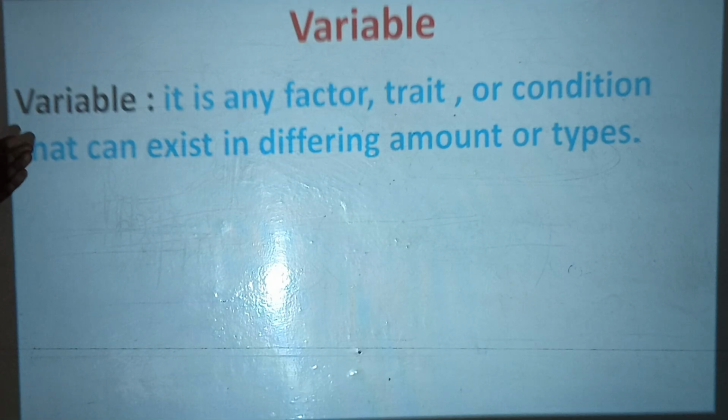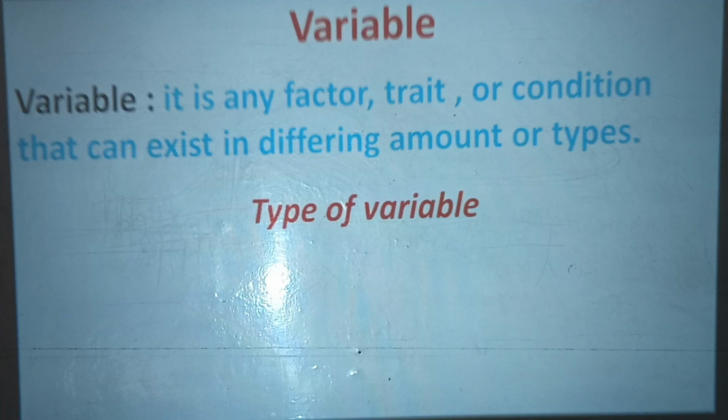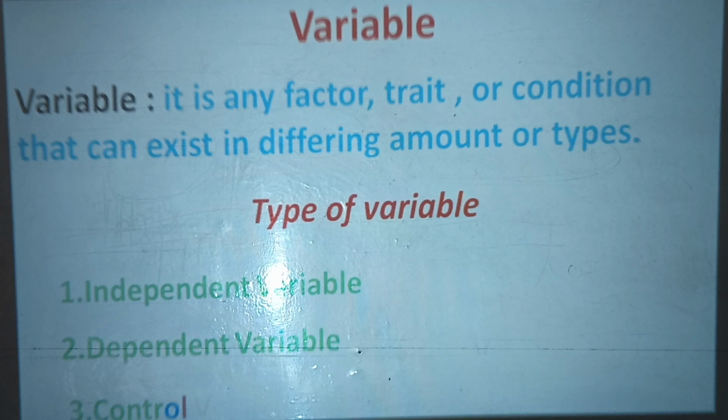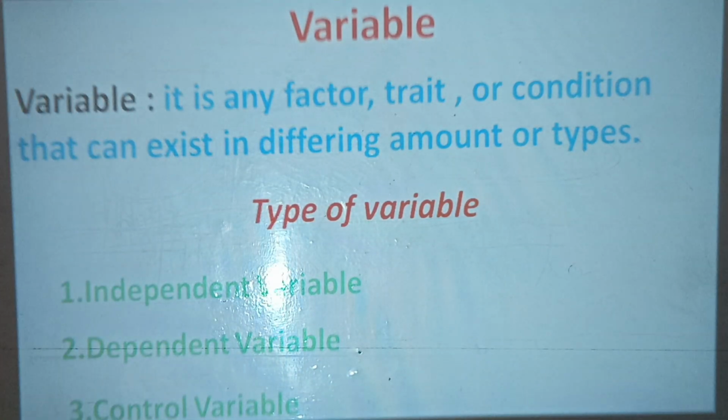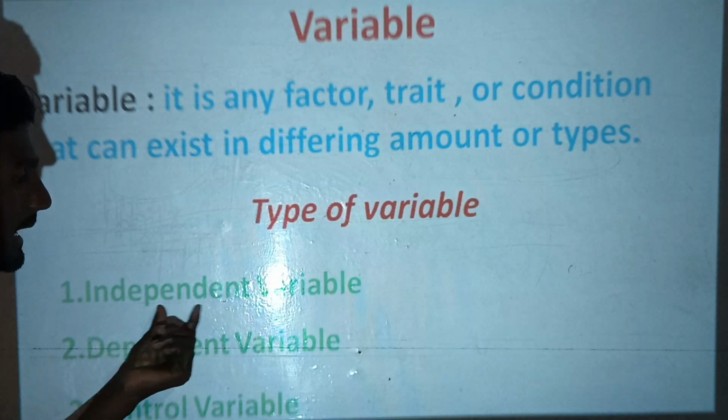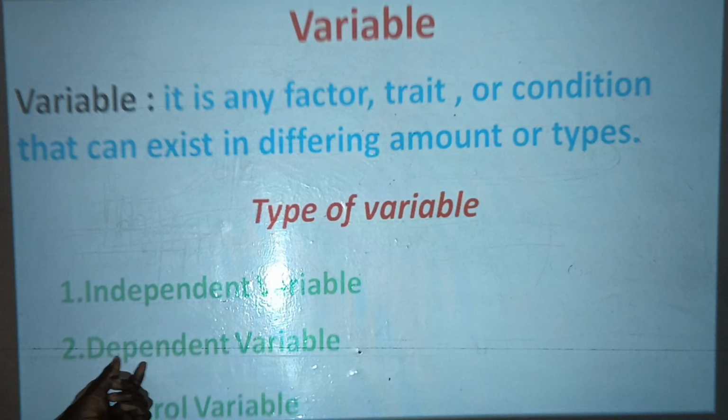Now, how many types of variability are there? We understand the types of variability here. So generally the variables are categorized into three types. Among them, the first one is independent variable, then dependent variable, and the last one is control variable. Now we are going to understand what is an independent variable, after that what is a dependent variable, and what is a control variable.